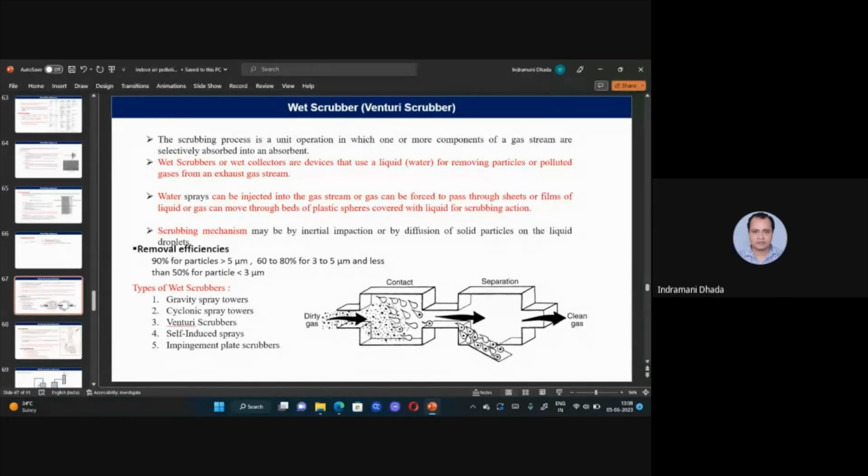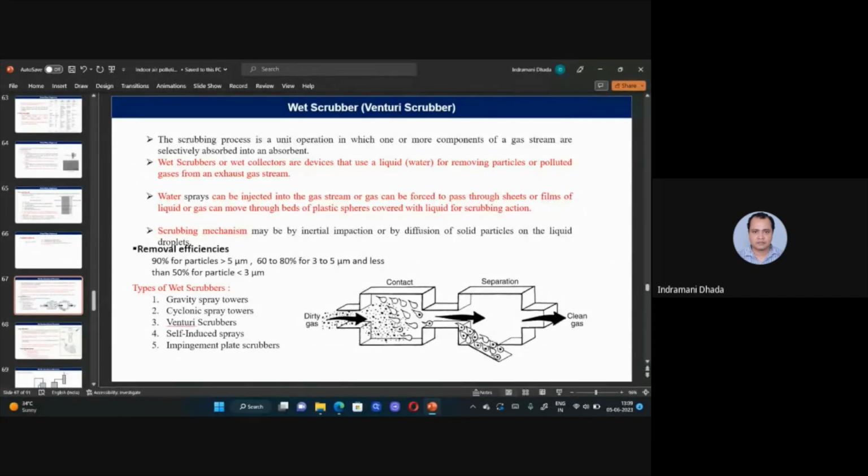Instead of water, we can spray certain chemicals also to trap certain gases. Suppose SO2 is there, what can we spray? We can spray a lime based component. Suppose lime water, we can spray lime water to trap the SO2. That SO2 can react with lime, and we can collect those things at the bottom, and the clean air can be removed. Okay, that is the thing.